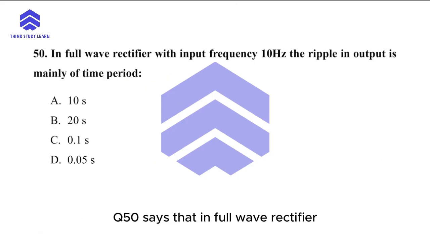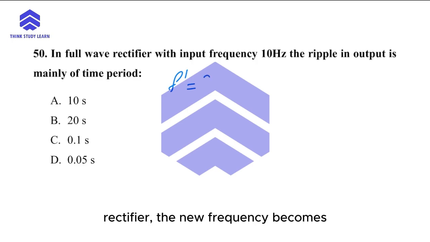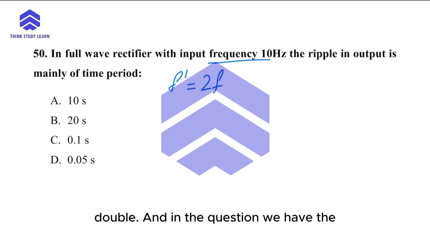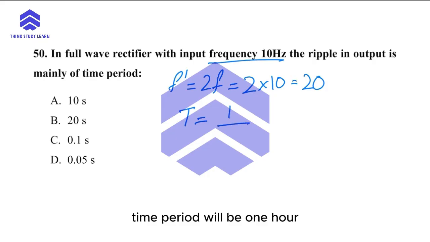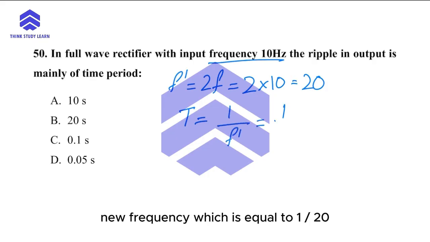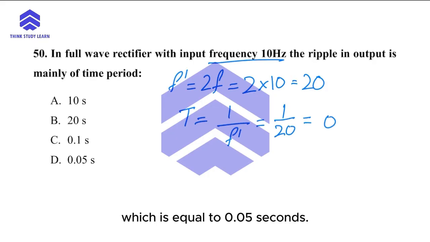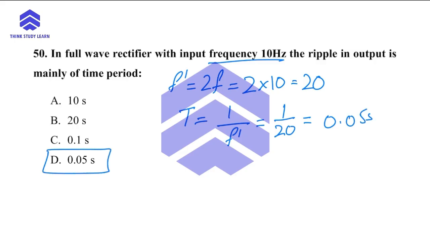Question 50 says that in a full wave rectifier with input frequency 10 Hz, the ripple in output is mainly of time period. In a full wave rectifier, the new frequency becomes double. And in the question, we have the input frequency. So we can write it as 2 into 10, which is equal to 20. So the time period will be 1 over the new frequency, which is 1 over 20, which is equal to 0.05 seconds. Hence, option D is the correct answer.